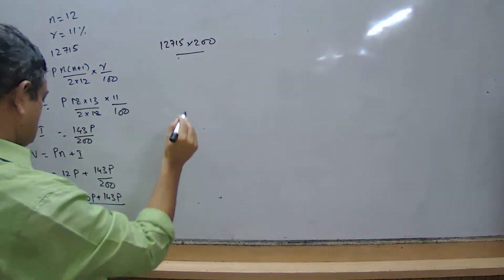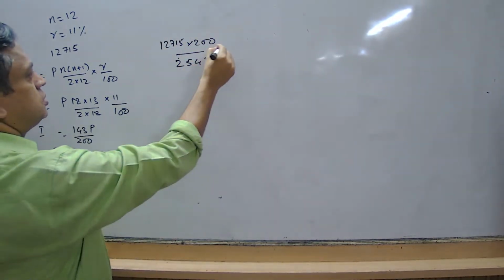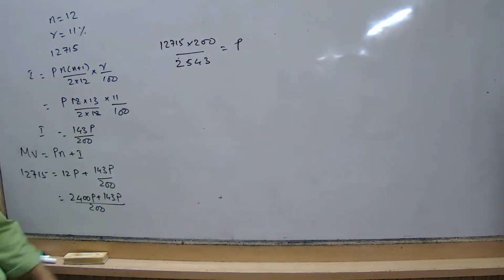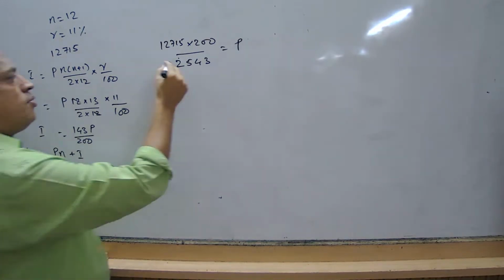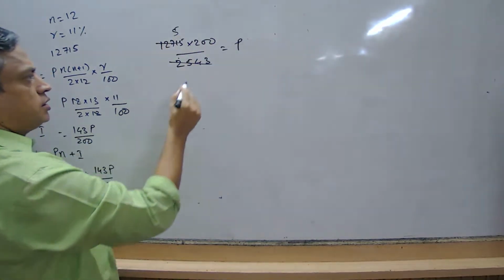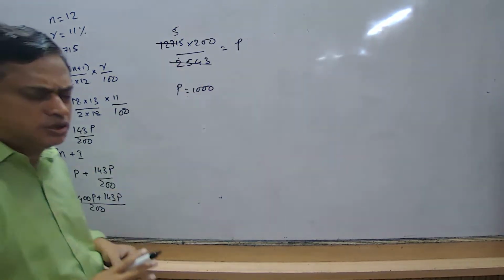12,750. This is coming as what? 2543 is equal to P. 25 into 5 will come now. I think 5 directly, so P is equal to 1000. Check, it will be directly. I think it's first one.